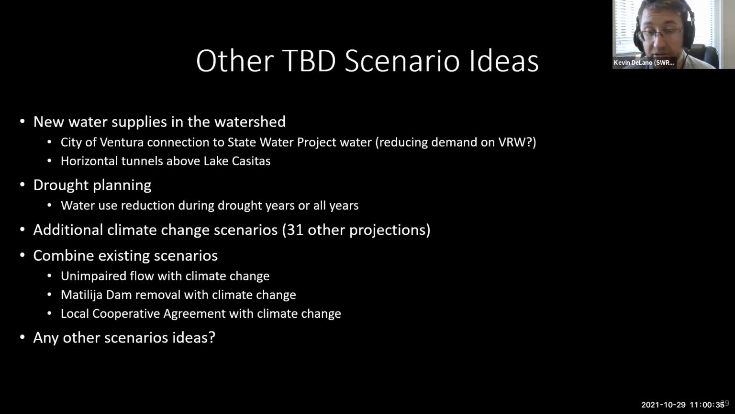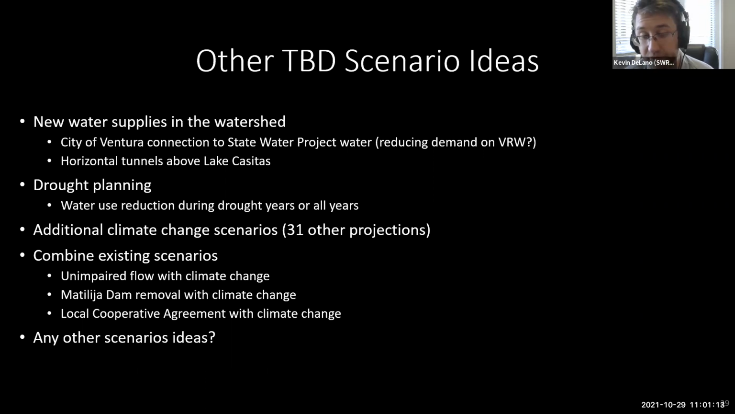So could we, especially if we're looking to the next 20 years, and we're expecting these impacts of climate change to occur in that time, maybe we could stack unimpaired flow with climate change. How would the unimpaired flow scenario for water years 1994 to 2017 be different if we also had the stressors of climate change? And the same with the Mesa Dam Removal scenario: how would it be different with the stressors of climate change superimposed on top of it?